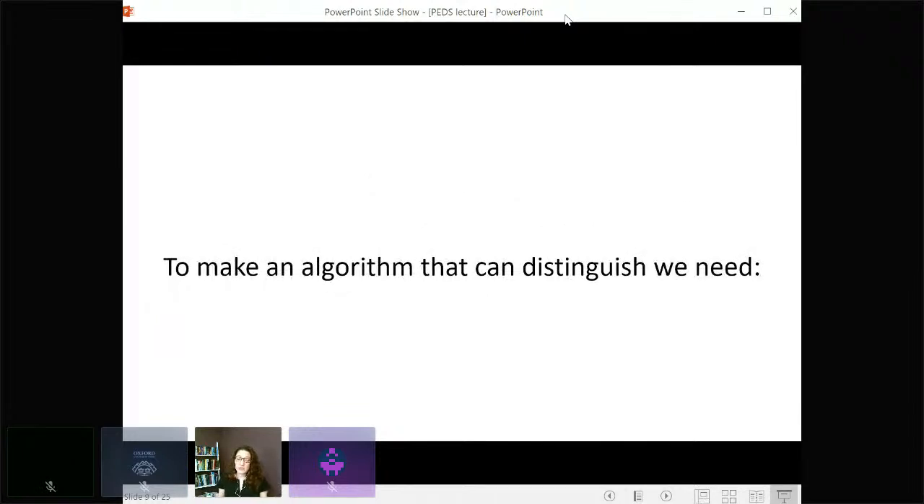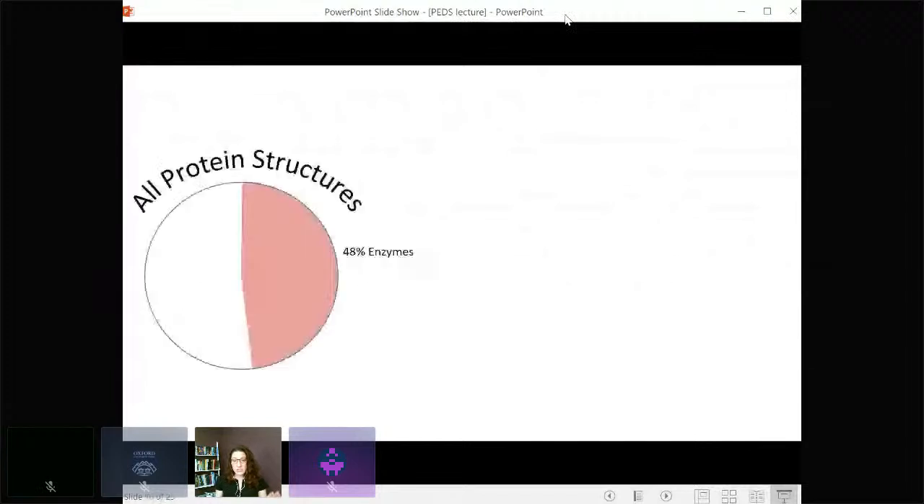So to make this algorithm, we're going to need two things. We're going to need a really good data set, and we're going to need a really good feature set. Let me just reassure you that we've got a lot of data. If you look at the PDB, and you look at what percentage of the PDB is enzymes, it's about 48%, which is tremendous. And this goes to show, number one, there are a lot of enzymes, but number two, there's a disproportionate scientific interest in enzymes, that scientists are not crystallizing proteins that they're not interested in. So we've got 48% enzymes.